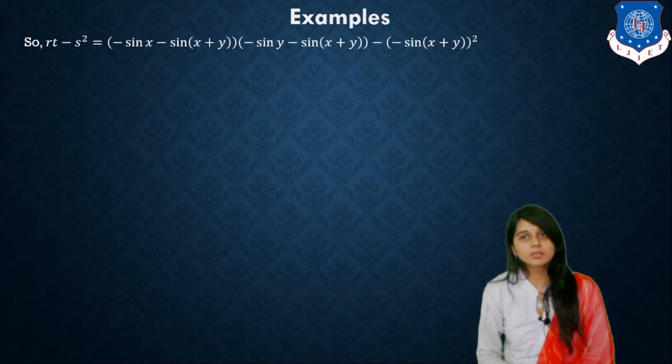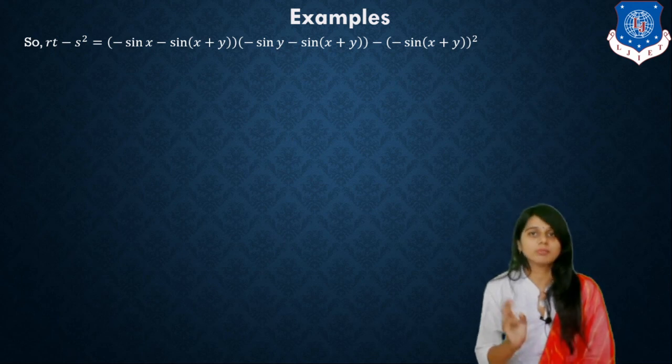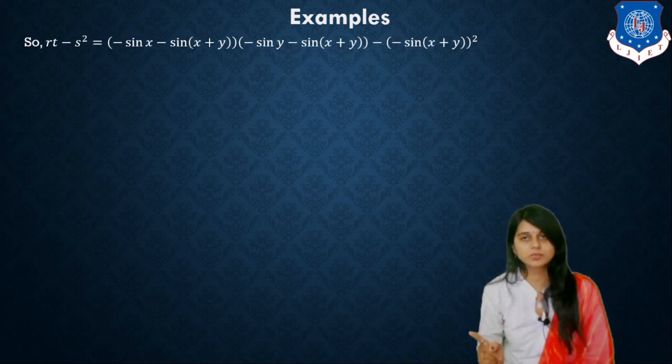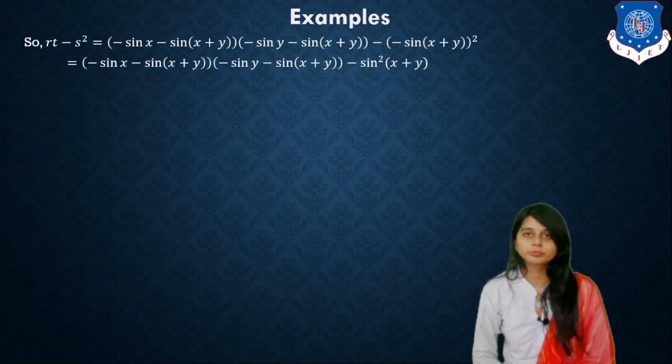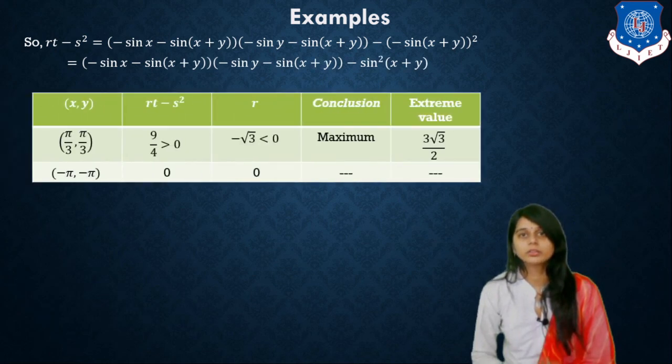And what is our rt minus s square? The expression is (minus sin x minus sin(x plus y)) times (minus sin y minus sin(x plus y)) minus (minus sin(x plus y)) whole square. Okay. For this point, we take the value x, y equal to pi by 3, put it in rt minus s square, and we get 9 by 4, greater than 0.